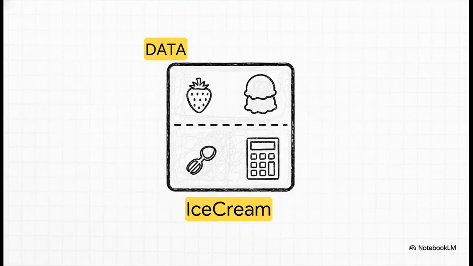And this ice cream example just makes it so clear, doesn't it? The data, we call them attributes, are things like flavor and num scoops. And the behaviors, we call them methods, are actions like scoop or total_cost. It's a perfect, neat little model of a real thing all bundled up.